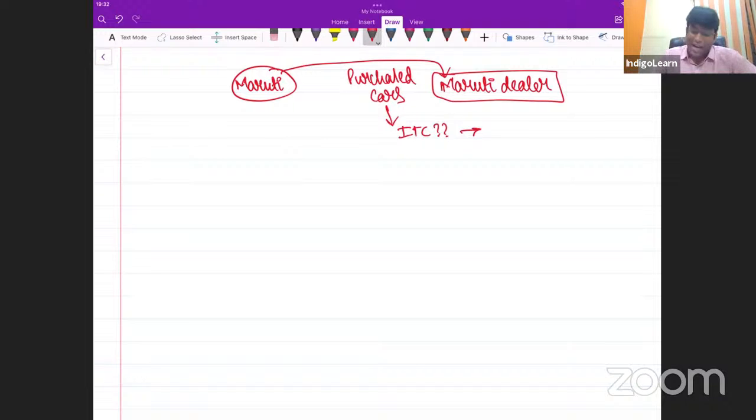Can he claim input tax credit? Answer is again yes. Because in case where a motor vehicle is used for further supply of such motor vehicle, you are engaged in buying and selling, buying and selling, then definitely input tax credit is allowed. Because it is for the purpose of further supply.